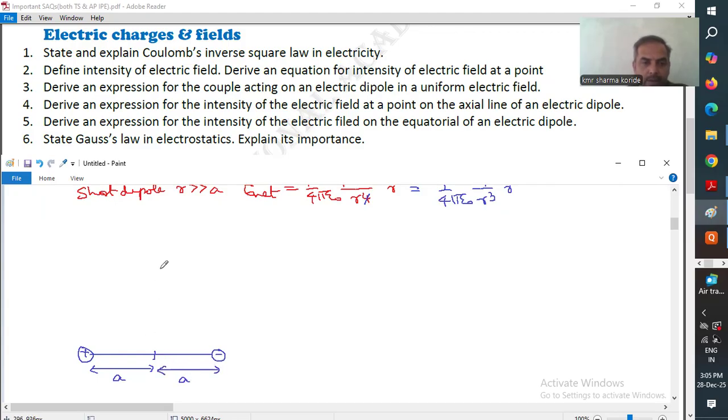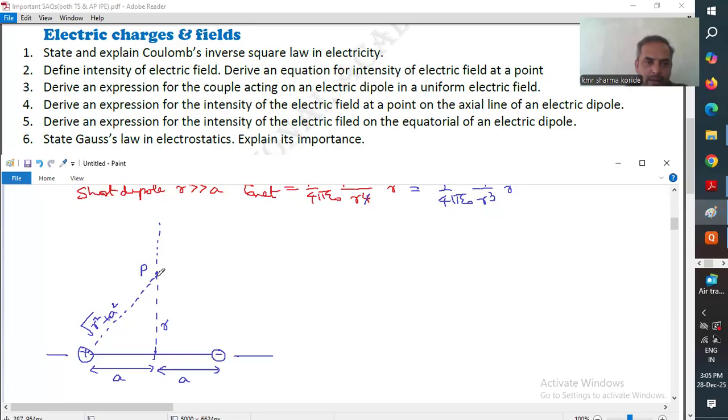Now the line which is perpendicular to axial line, because you said this is axial line, which is perpendicular to axial line passing through the center of the dipole is called equatorial line. On equatorial line, you are choosing a point P. This P is at a distance of, this you said A, you call this R. So this will be hypotenuse. According to Pythagoras principle, you can write R square plus A square.